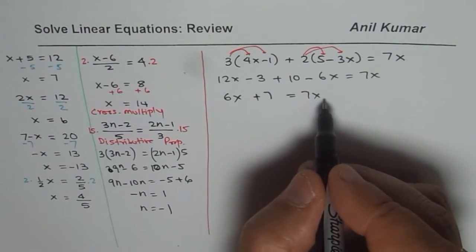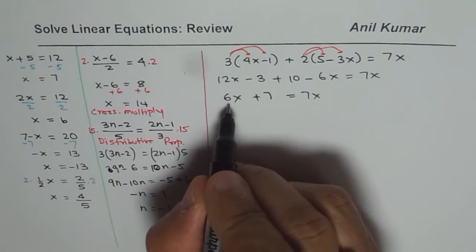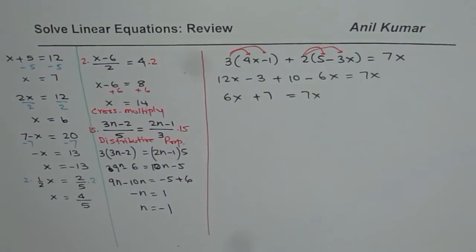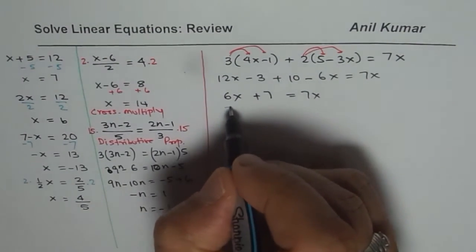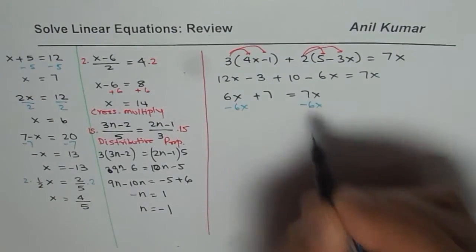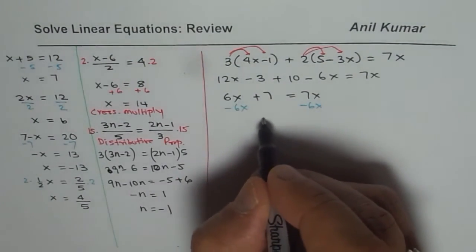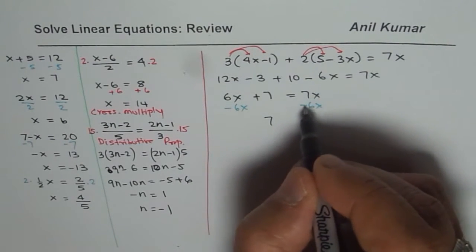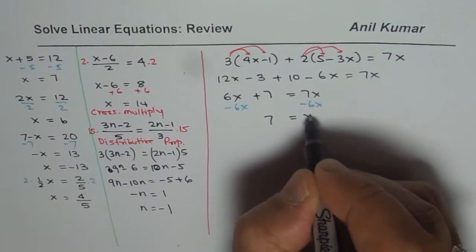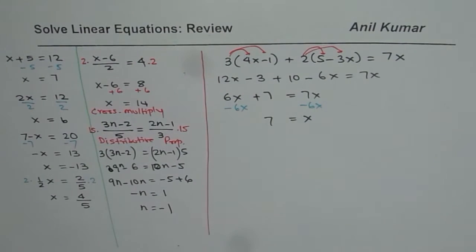Bring the x's together, right? So this way I could take away 6x from both sides. If I do that, I get my straight answer, right? Do you see that strategy? If you take away 6x from here, it gets taken away from the other side too. So we get 7 equals x. So x equals 7 is the solution for this particular question, correct? So likewise, you've seen how we can use the techniques learned to solve a linear equation.